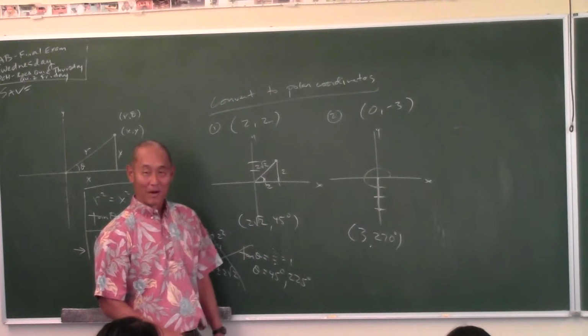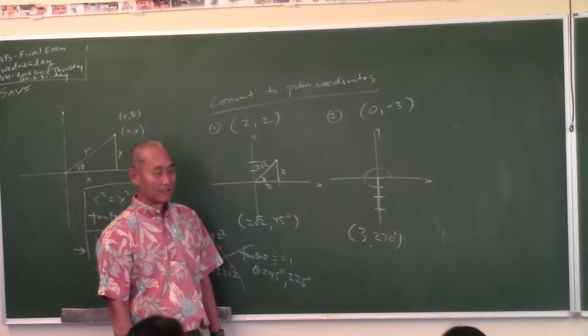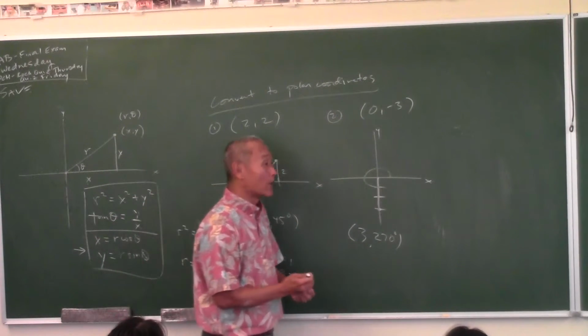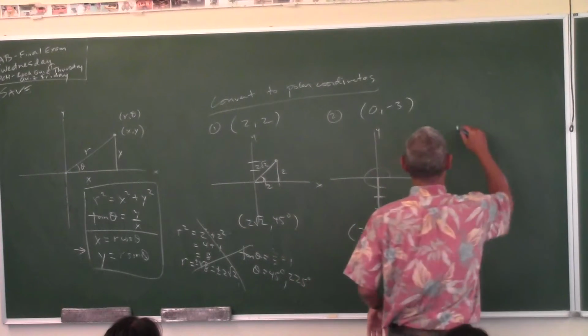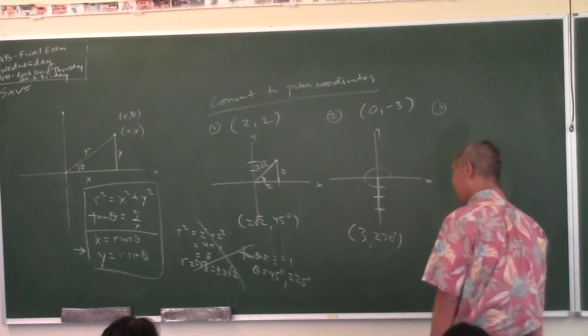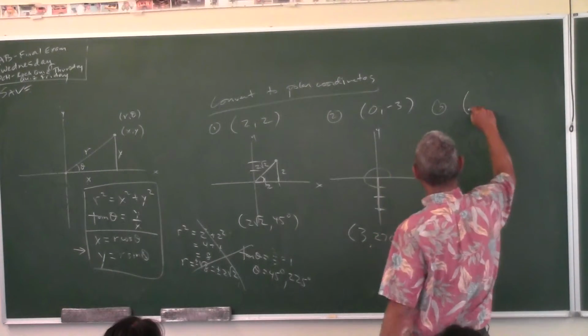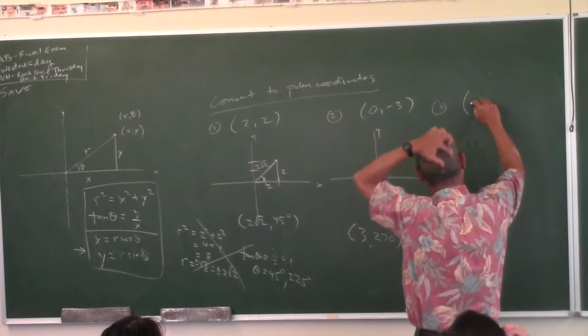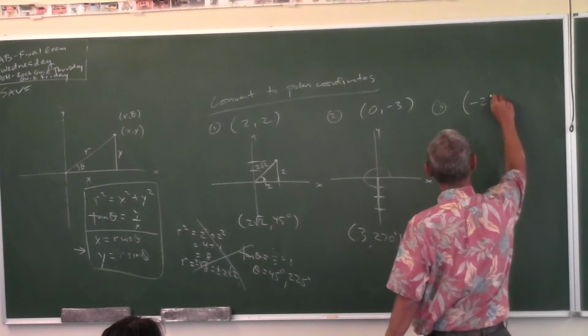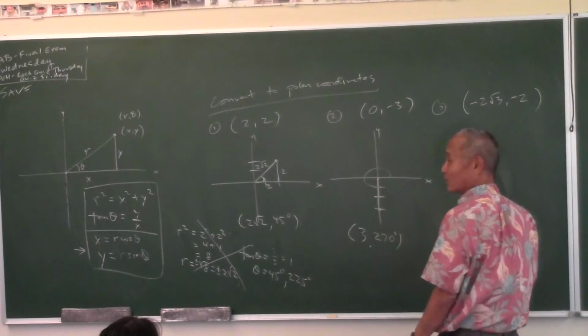How come you guys don't seem impressed? Because you're using 0. It doesn't matter. Okay, I'll do another one then. Another one? Because we're being bamboozled. Okay, here's another one: negative 2 root 3, negative 2.